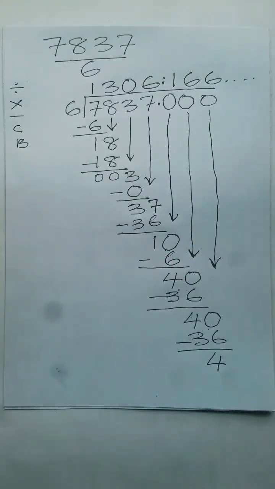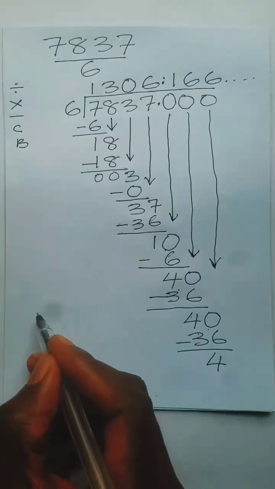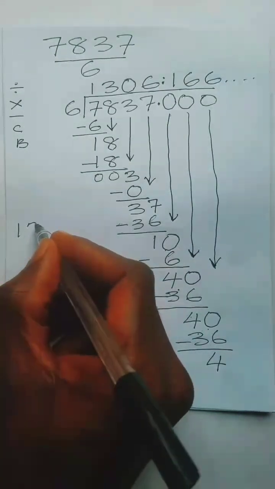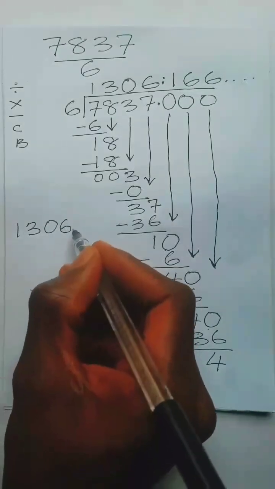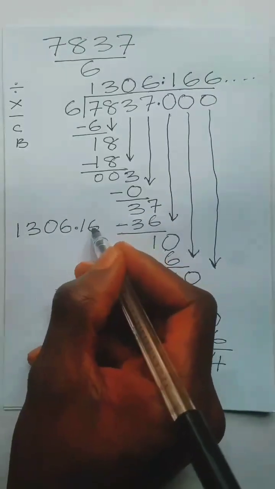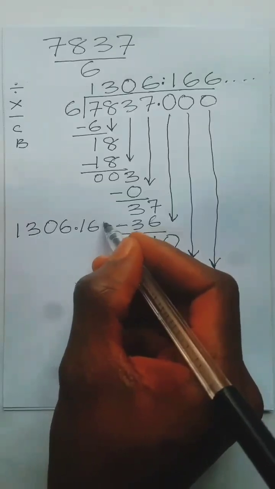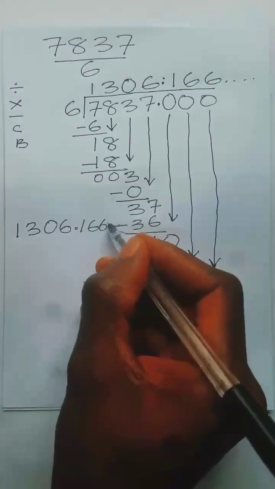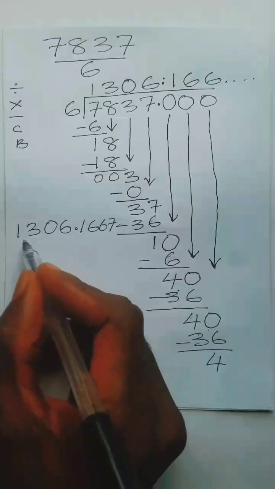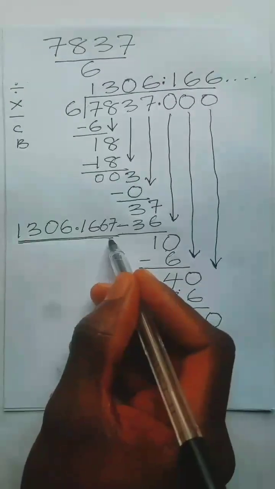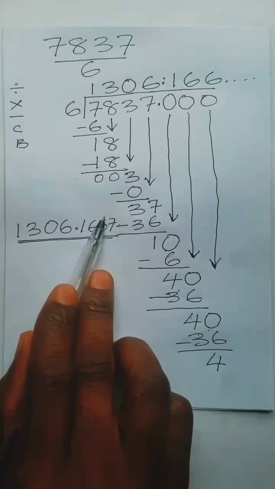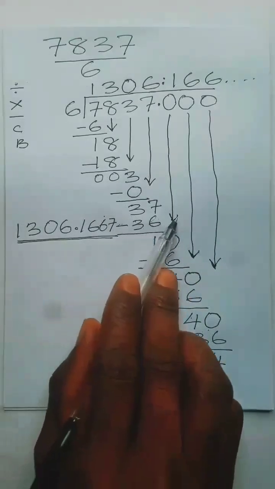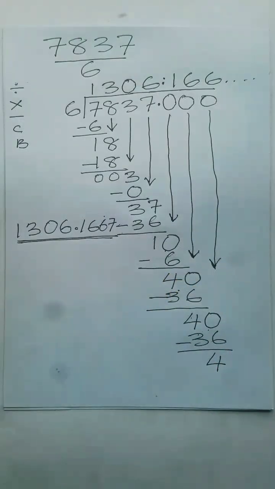So I can write my answer as 1306.166. I could turn the other one to 767, rounding it up like that. Or some people will put a dot here to show that this 6 continues, and it's a recurring decimal.